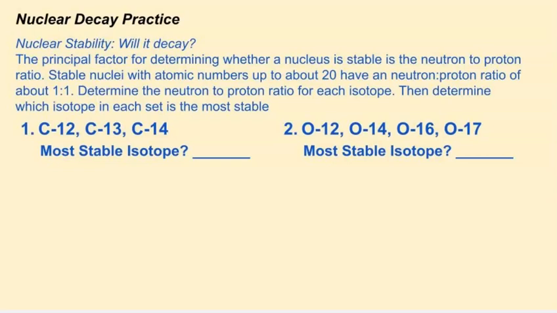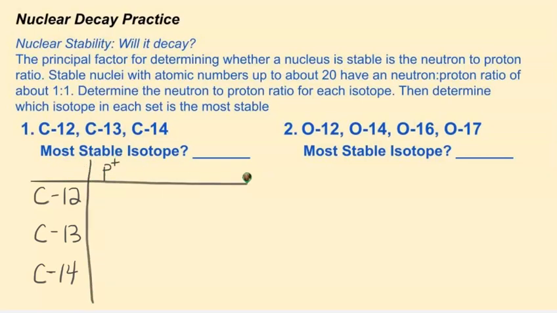So we have carbon-12, carbon-13, and carbon-14. If we look at a periodic table, we know that all of these isotopes of carbon have the same number of protons. All carbon has 6 protons. But these isotopes differ in the number of neutrons that they have. And so we'll make our ratio in table form here.